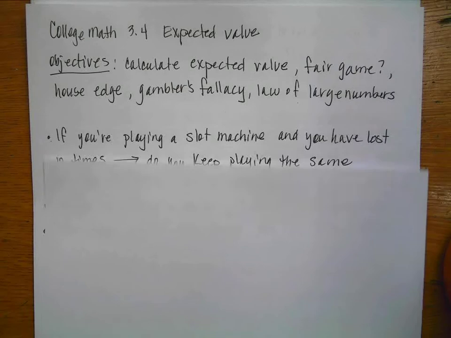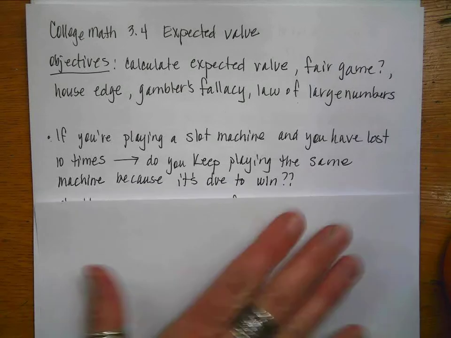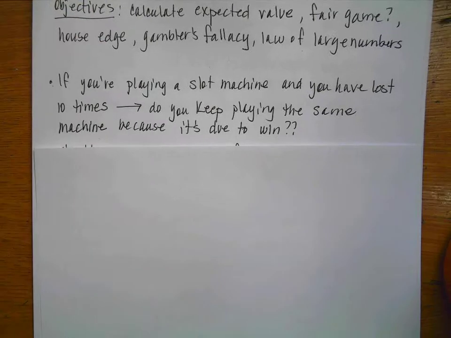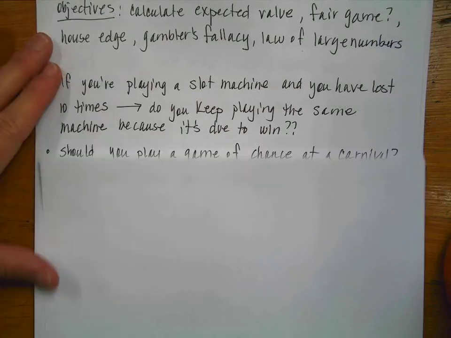So if you are playing a slot machine, whether you like gambling or not, they do create some interesting math problems. So you've lost 10 times in a row. The question is, do you keep playing the same machine because it's due to win, or do you shift to another machine to see if your luck is going to change?